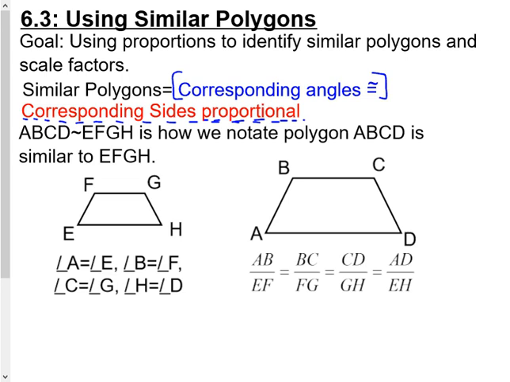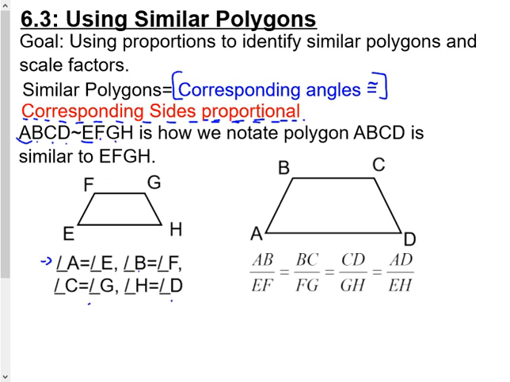Proportion. So if we had ABCD similar to EFGH, we would use this little squiggly sign right there to show that it's similar, right? So you notate it, and just like congruent, order is important. A and E would be congruent angles. So would B and F, C and G, D and H.